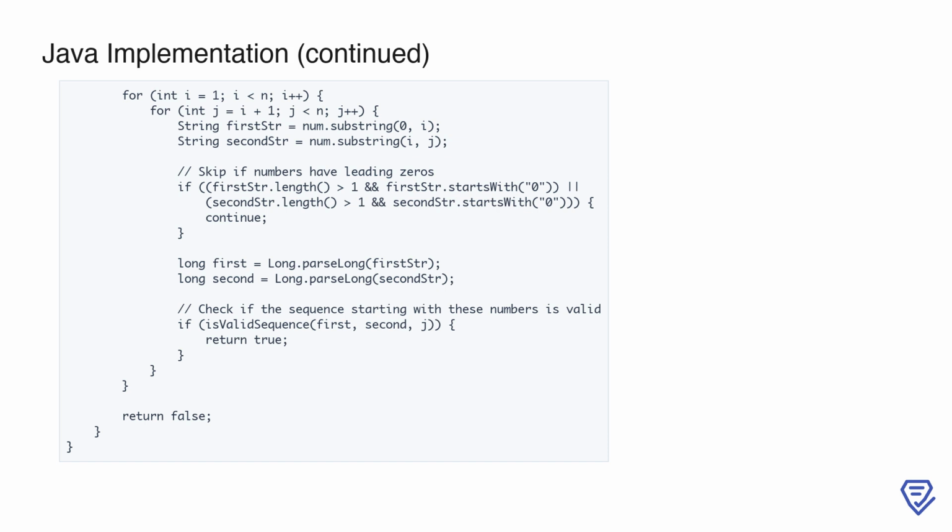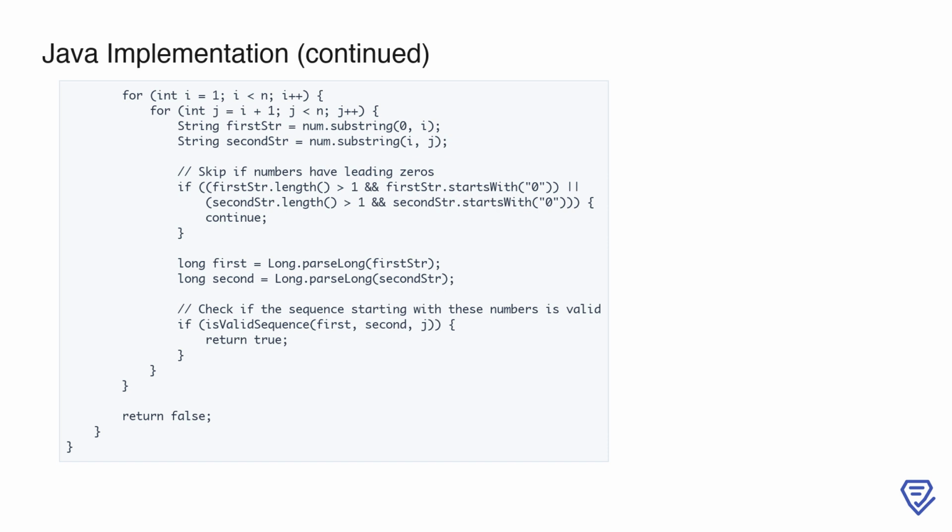Next, we parse these substrings into long integers and pass them, along with the starting index of the remaining string, to the isValidSequence function. If this function returns true for any combination, we know the string is an additive number and can return true immediately. If no valid sequence is found after trying all combinations, we return false, indicating that the string does not represent an additive number.